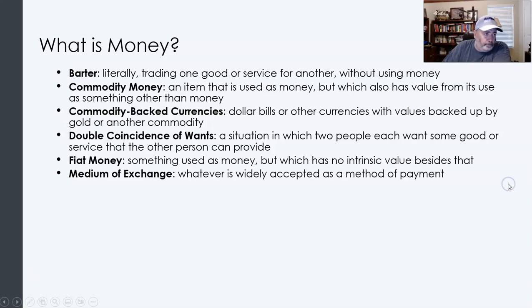So first question, what is money? Well, for a long time, we did not have a real system to conduct transactions. And so we would barter. And barter is quite literally just trading one good or service for another. No money involved. The problem with a barter system is it requires what economists call a double coincidence of wants. Meaning it's not enough for somebody to have something you want. You have to have something they want to be willing to trade.